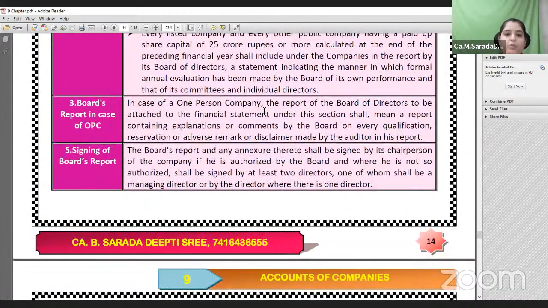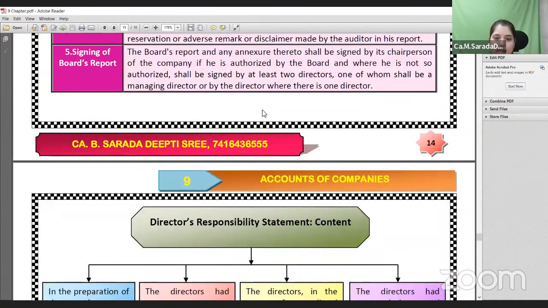And finally, the board report should also be signed by the chairperson who is authorized by the board. And if he is not authorized, it is signed by 2 directors, and at least 1 director should be a managing director of the company. Compulsorily, once the board report has been prepared according to the provisions of the Companies Act, it should be signed either by the chairperson authorized by the board or by at least 2 directors, and 1 of them should be a managing director.